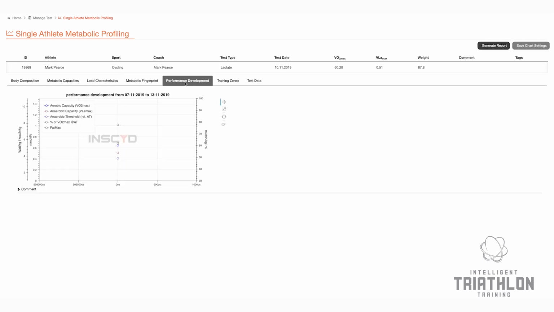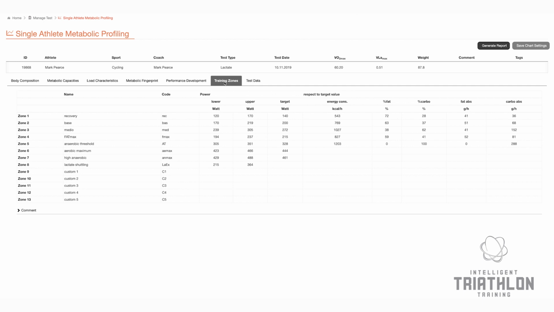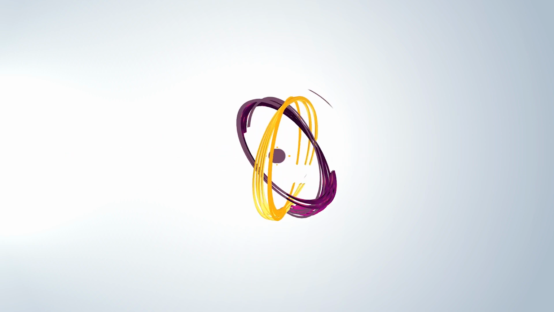Performance development, well, I haven't got much performance development yet because I've only done one test, but in future there would be other data on there. And then finally we'll have a look at training zones and how they relate, how they might differ from some other training zones that you may have seen.